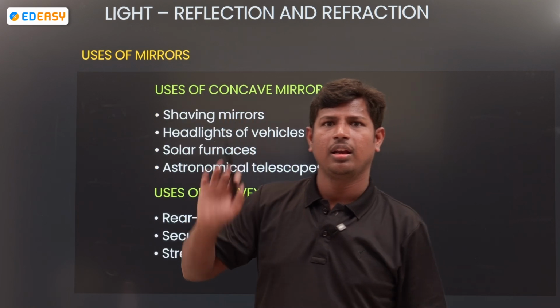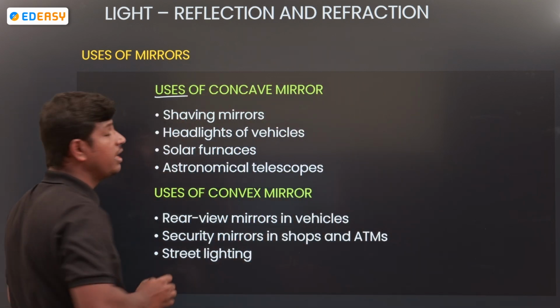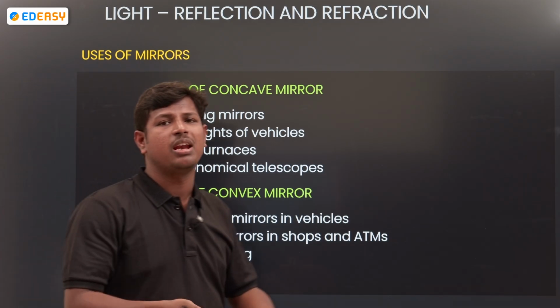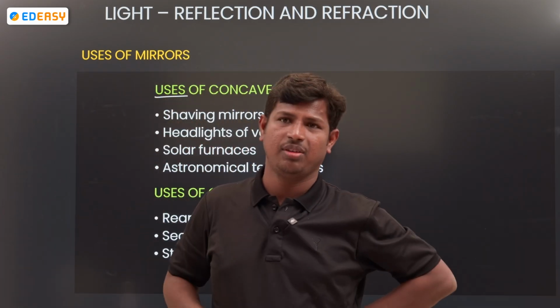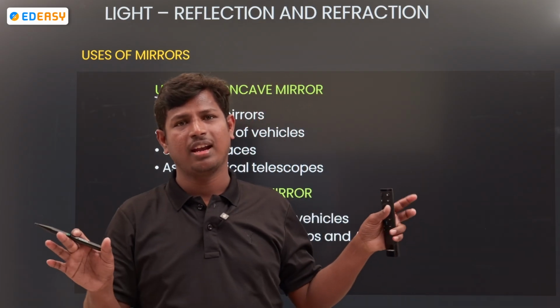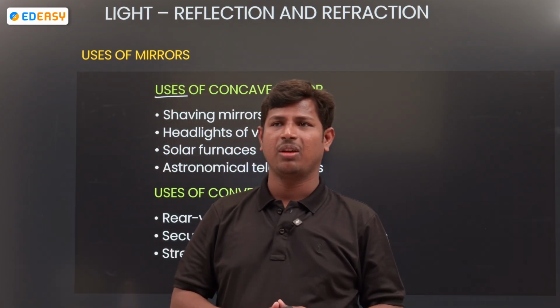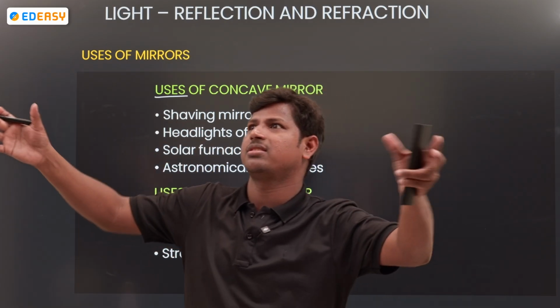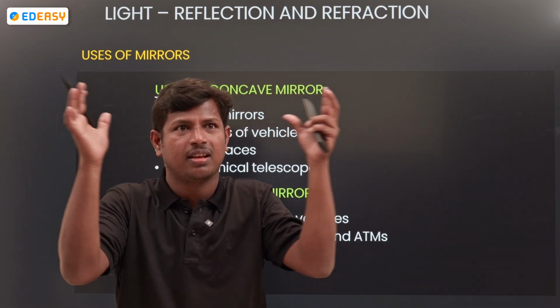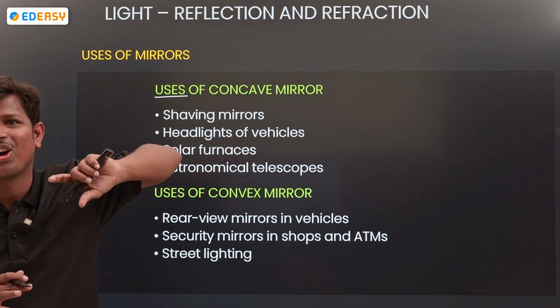Clear? Next, what are the uses of mirrors? Mostly where do we use mirrors? A plain mirror we use in daily life. If you want to see how beautiful you are, how handsome you are, what mirror will we use? Only a plain mirror. If you take a concave mirror, sometimes you will be enlarged. So, what are the uses of a concave mirror?